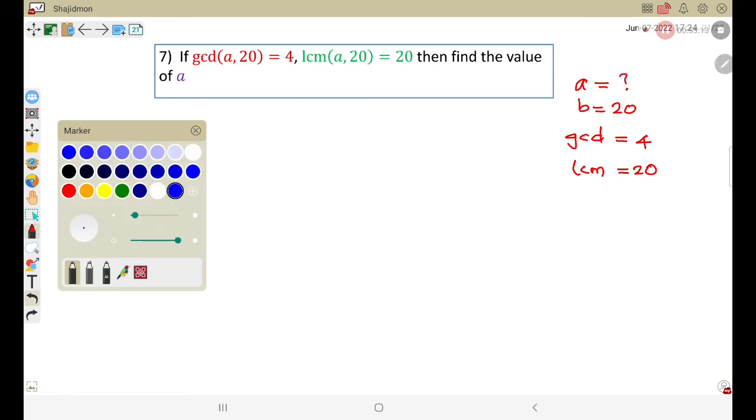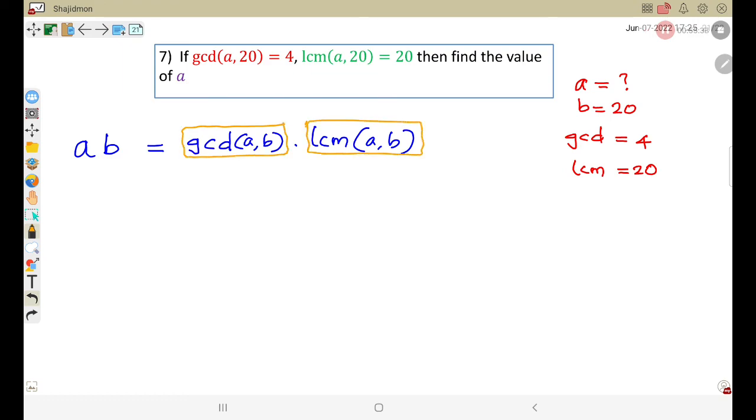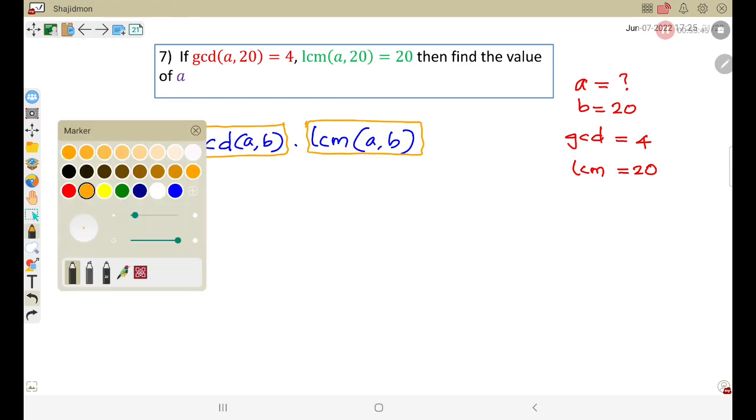For doing a question like this, we have written one rule before. What was that rule? A multiply B equals GCD of the numbers A and B multiply LCM of the numbers A and B, okay. When we multiply GCD and LCM, you will get A multiply B. So A number multiply B number equals GCD multiply LCM. Whatever we know, just apply.